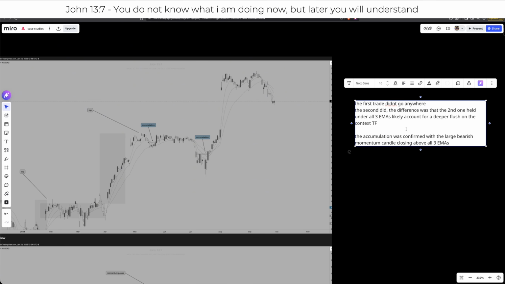So I'm going to kind of divide this into a couple sections. So this first section is going to be how the MAs looked and the price action. This is going to be with the actual accumulation candle and the breakout candle. And then this one is going to be more towards my management.